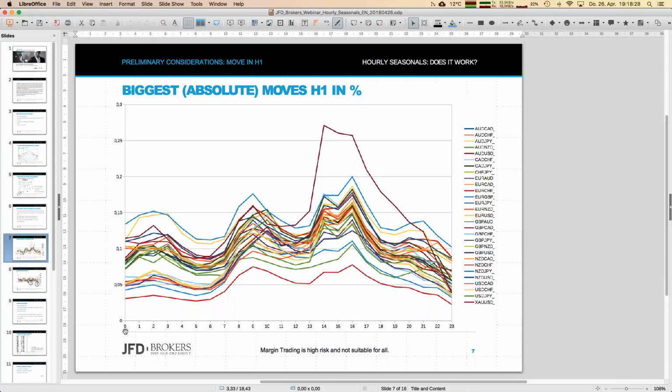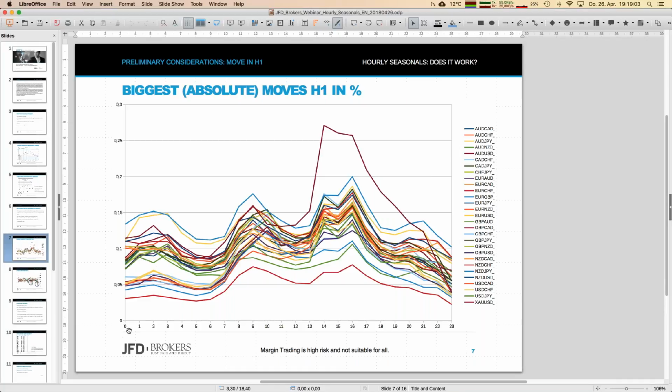So I measured the percentage move from open to close, or better, the other way around: close minus open divided by open. So then I have a percentage move, and I went for the absolute numbers, so everything is positive, with no consideration of direction of the move, whether it's a long or short move. And then I average everything along the last 14 years for each individual hour.